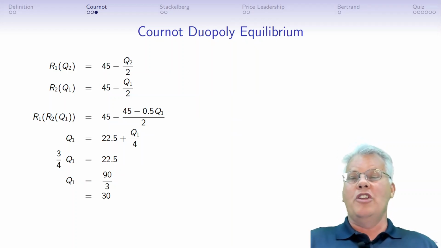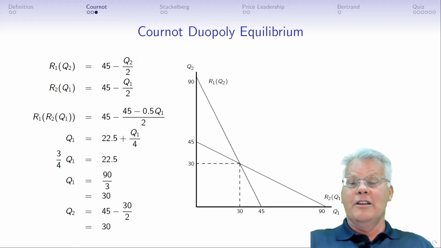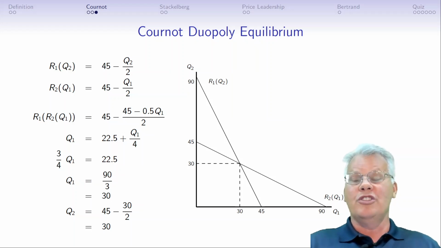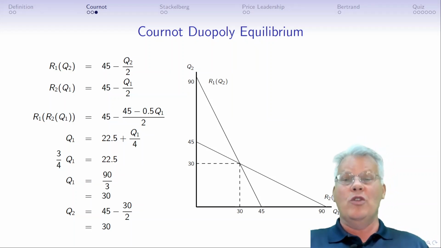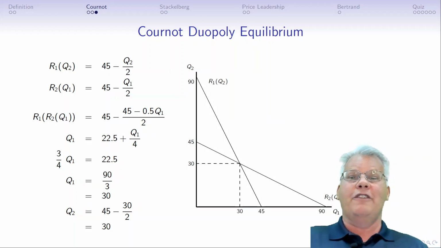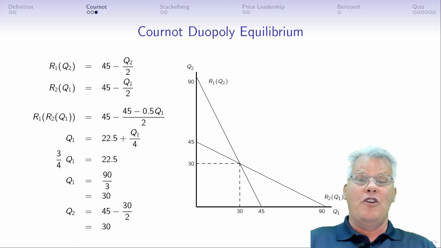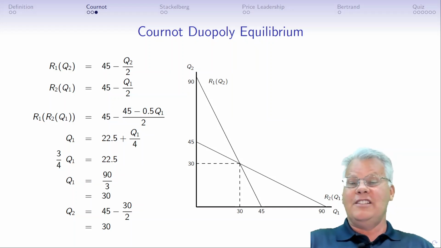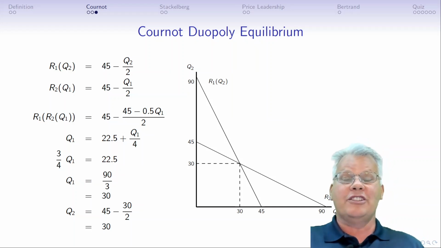So firm 1 is going to produce 30 units of output. I can then, of course, put that 30 units of output that firm 1 chooses into firm 2's reaction function and find that firm 2 also produces 30 units of output. Okay? And this was, of course, because their two reaction functions were the same. I could solve it graphically. I could plot the firm 1 reaction function and the firm 2 reaction function, and you can see where the two reaction functions intersect. That's where the equilibrium occurs.